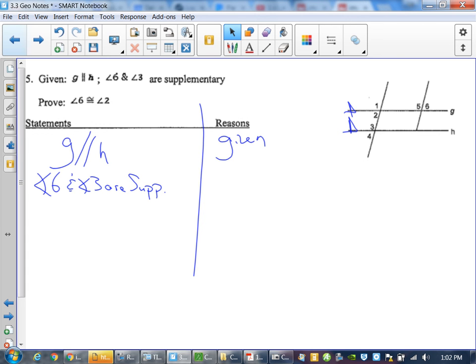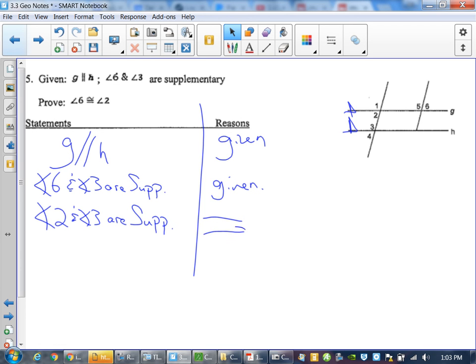5 and 4 is not on the same line as 1, 2, 3, and 4. 2 and 3. Why are 2 and 3 supplementary? Because they're consecutive interior. Given.